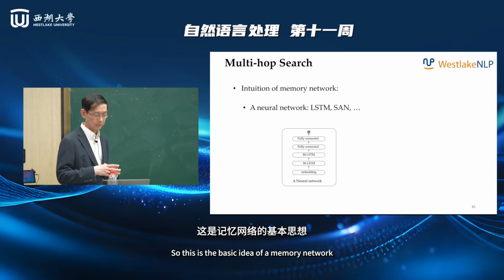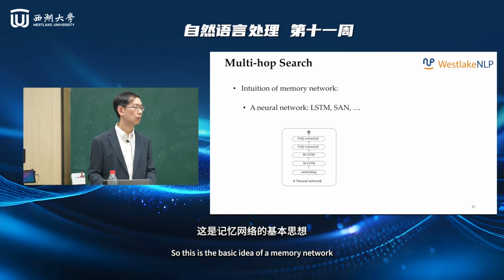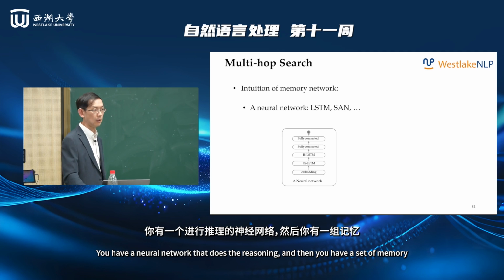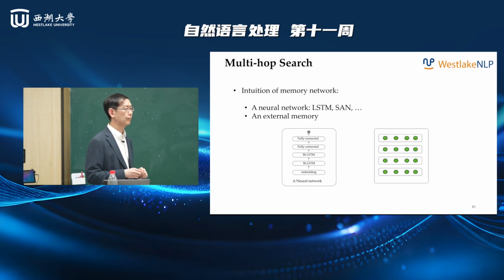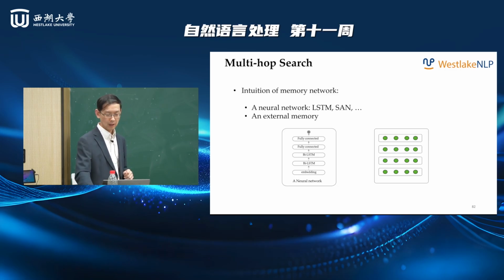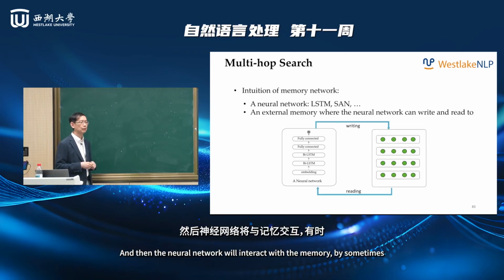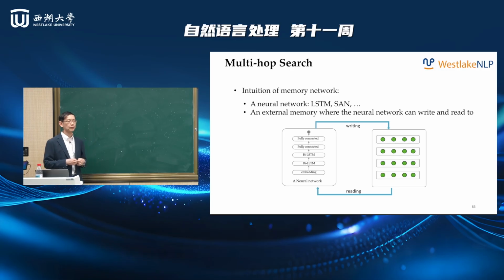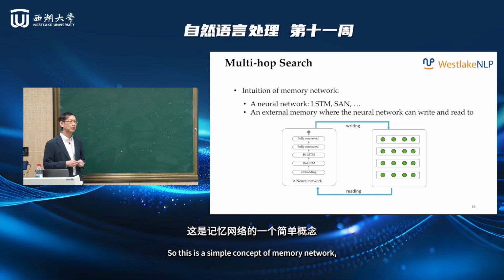So this is the basic idea of a memory network. You have a neural network that does the reasoning. And then you have a set of memory. This memory is basically a sequence of vectors. And each vector is something that you remember. And then the neural network will interact with the memory by sometimes reading things from the memory and sometimes writing things into the memory. Okay? So this is a simple concept of memory network.